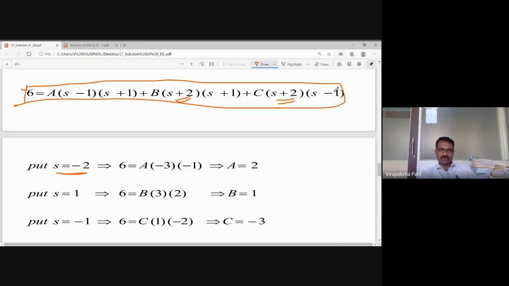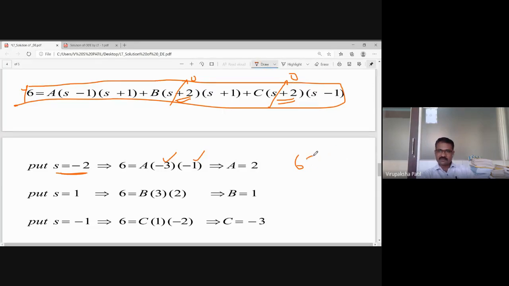If you put s is equal to minus 2 in this equation, 6 as it is is equal to, this becomes 0, this becomes 0, and you will get a into minus 2 minus 1, which becomes minus 3. Then this is minus 2 plus 1, which becomes minus 1. So you will get actually here 6a is equal to, sorry, I'm sorry, not 6a, just one minute.